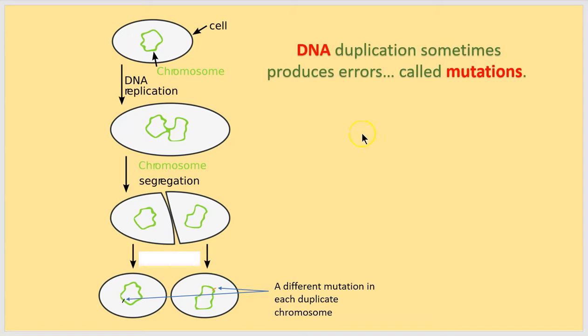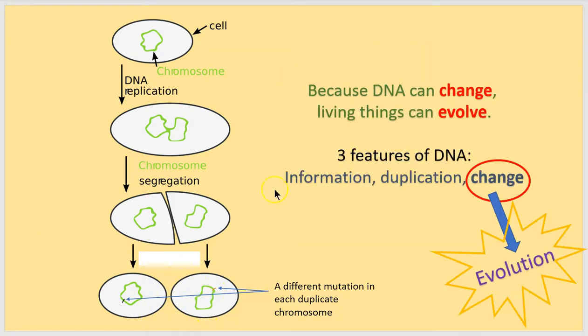Now, sometimes when DNA is duplicated, there are errors, and we call them mutations. So down at the bottom here, the idea is that the daughter cells are not identical to the parent. They're not identical to each other and not identical to the parent. And that means that they might have different characteristics. And that sets up the possibility for an evolutionary process. One of these individuals might have an advantage over another. And so because DNA can change, living things can evolve. So out of the three features of DNA, it's that changeability that permits the evolution of new kinds of living things on Earth.